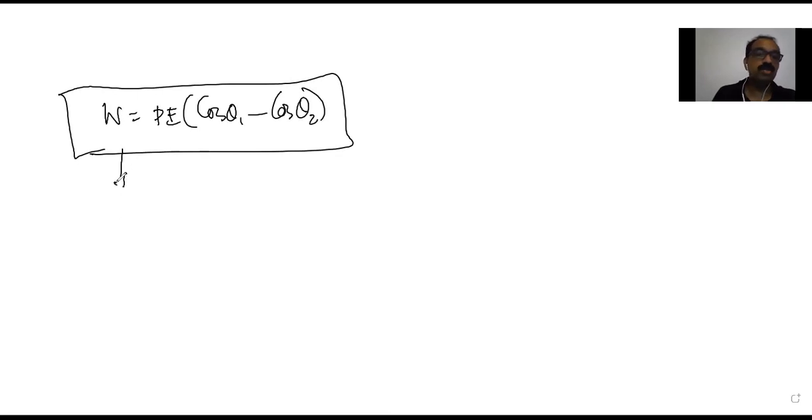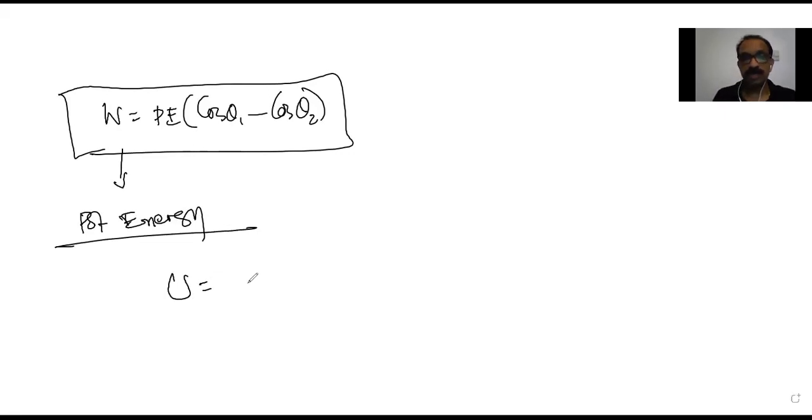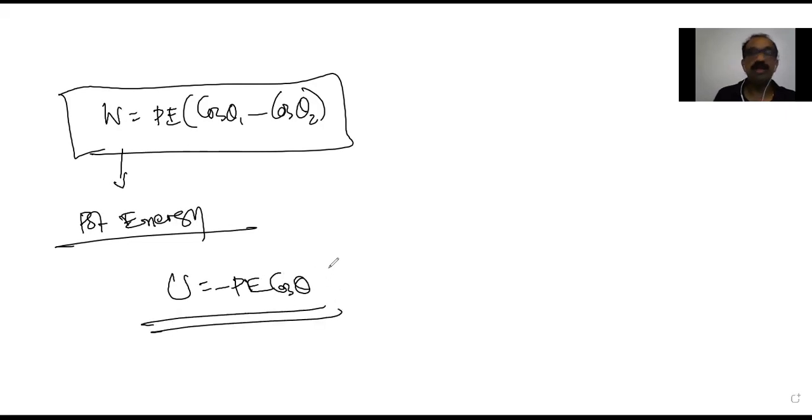And based on this equation, we can even get an expression for the potential energy when a dipole is placed in a uniform electric field at an angle theta. The potential energy can be calculated as minus pE cos theta. This is the expression for the potential energy of an electric dipole when kept in a uniform electric field at an angle theta. Is it clear?